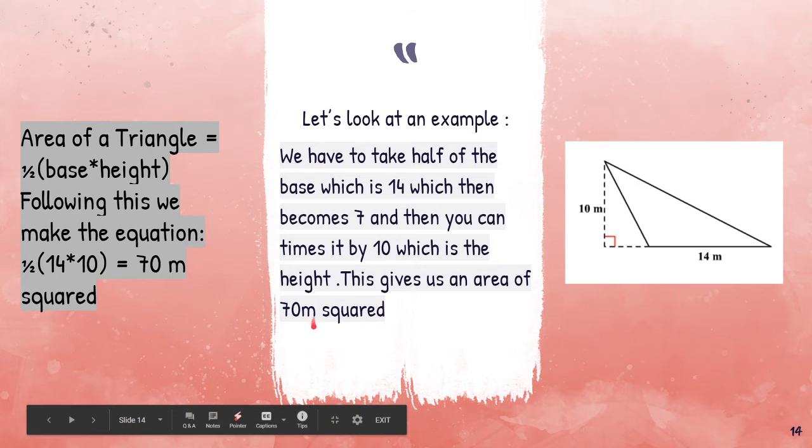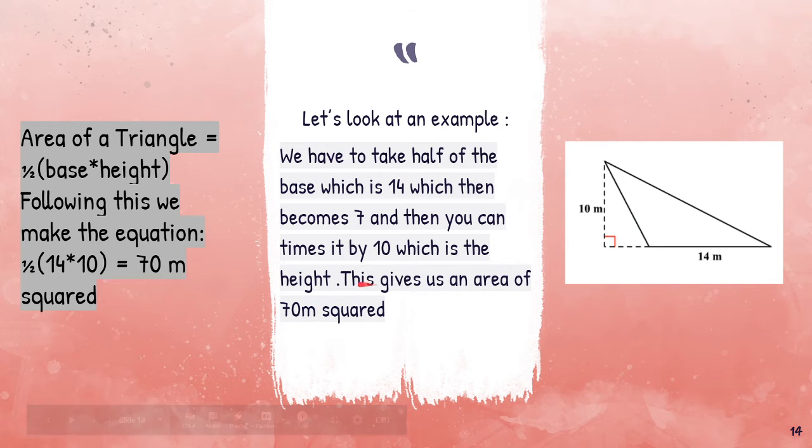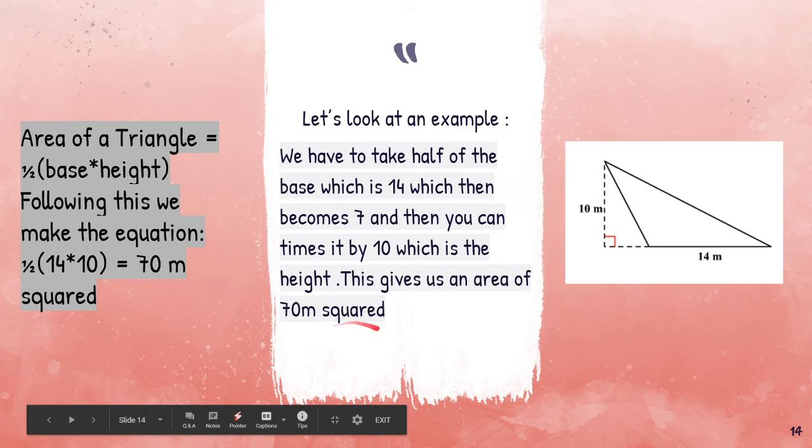Squared is something that you don't need to put for perimeter, but you do need to put it for area. It's just how area works. You just need to put squared after the units you put. So in this case, it's meters, so you put 70 meters squared. Do not forget the squared.